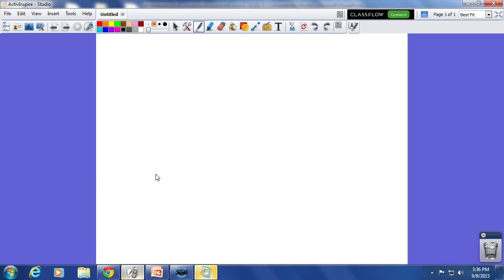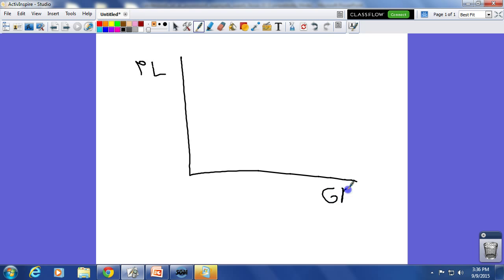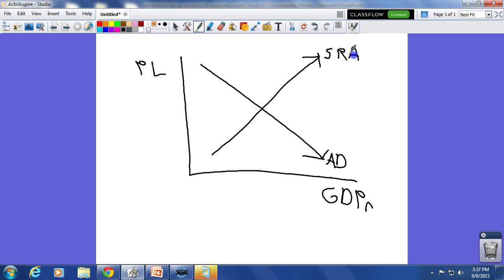So, first thing we need to do is go ahead and draw our ADAS at full employment output here. Because it says that the economy is in equilibrium, it's at full employment output, and there's a decrease in input cost. So we're going to put price level, represented by the variable PL, on our y-axis, and GDPR, which represents the variable real GDP, on our x-axis. We have our downward sloping aggregate demand curve. We have our upward sloping short run aggregate supply curve. And then remember, we're starting off at full employment output.